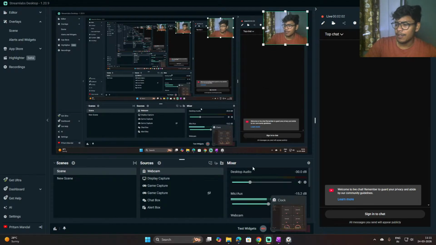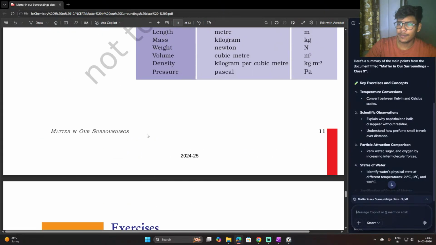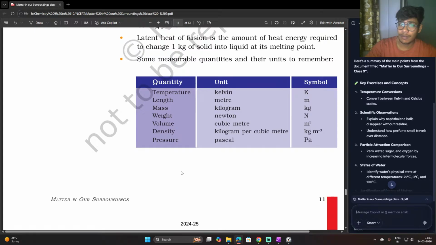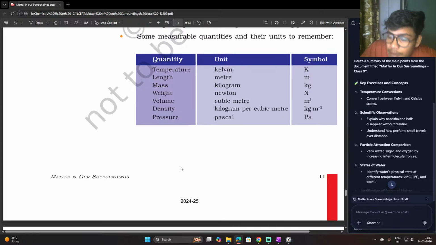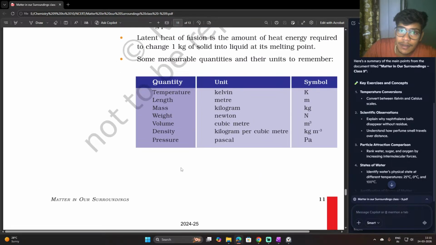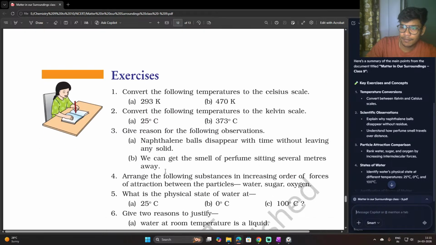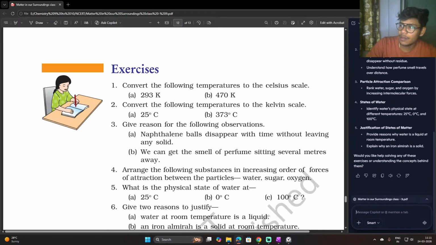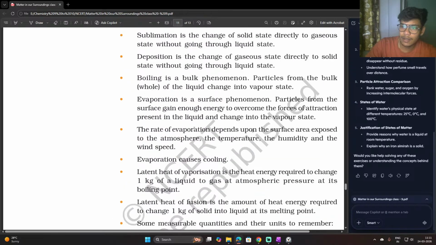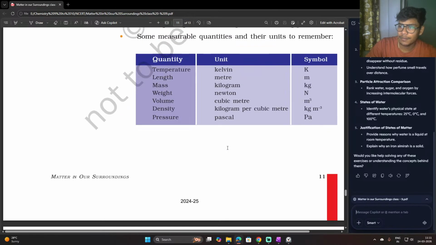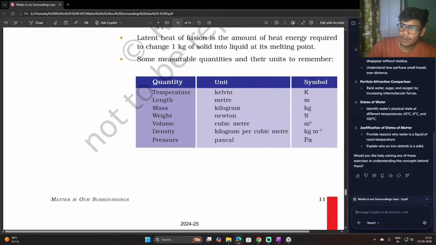In the previous stream we left this chapter, Matter in Our Surroundings. We didn't do the exercises from the previous lesson, so now we're doing the exercises. We already did the full chapter. Yeah, this box we missed that day. Sorry about that, it's because of the mic.